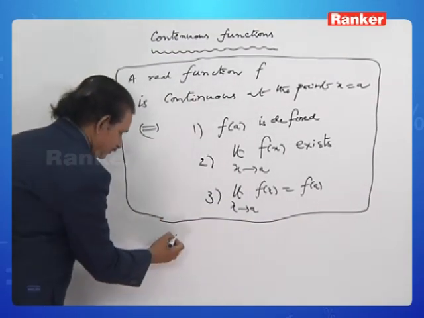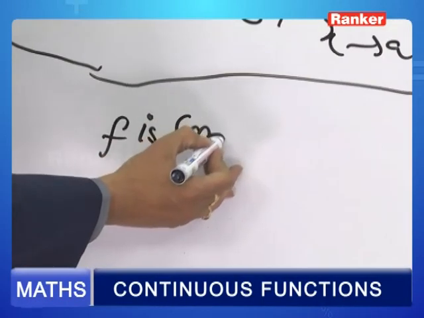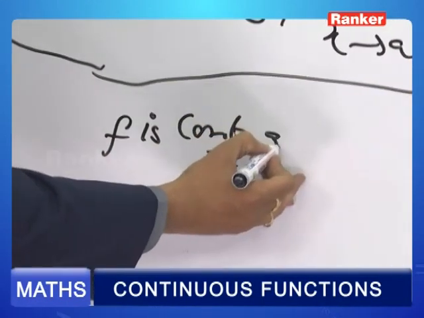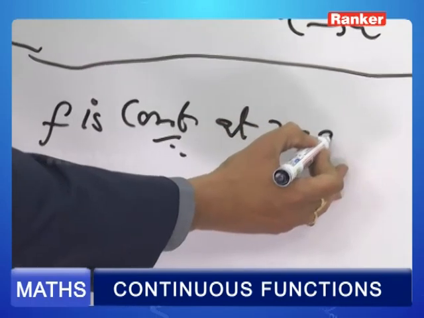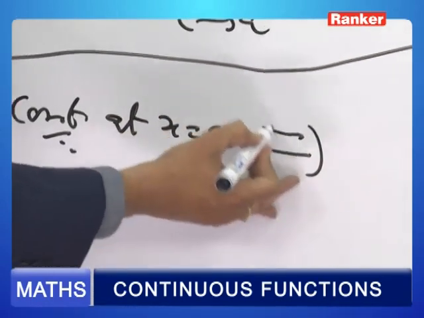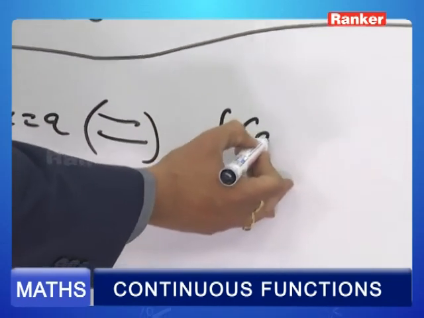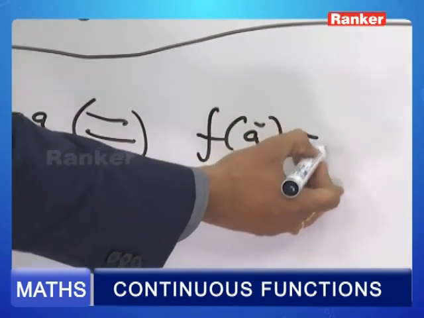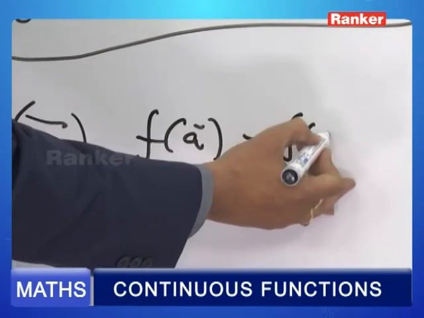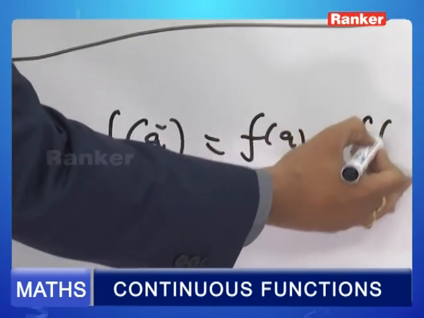f is continuous at x is equal to a if and only if f of a from left is equal to f of a.